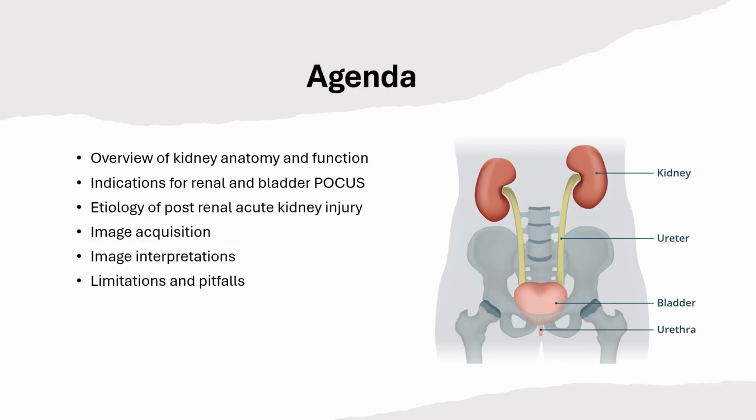Our agenda for today includes an overview of kidney anatomy and function, indications for renal and bladder FOCUS, etiology of post-renal acute kidney injury, how to obtain images, how to interpret images, and discuss some limitations and pitfalls of renal and bladder point-of-care ultrasound at the end.